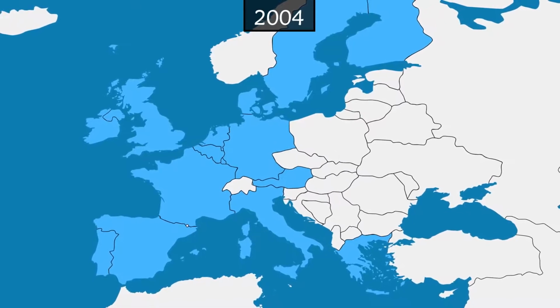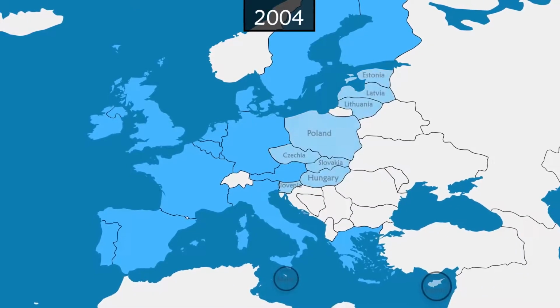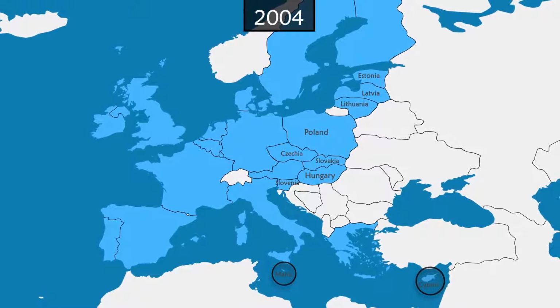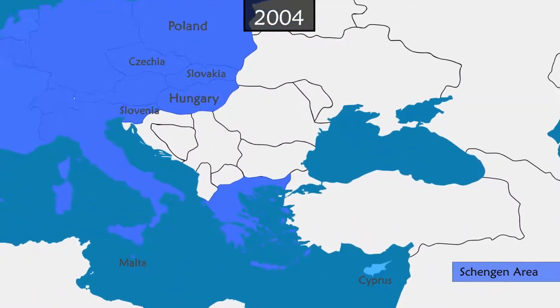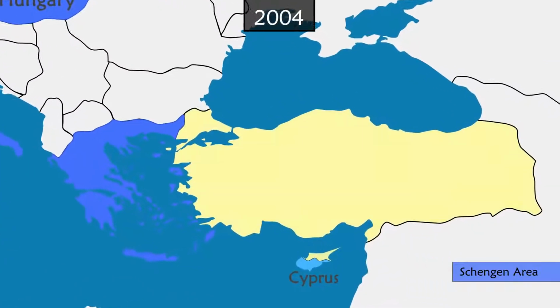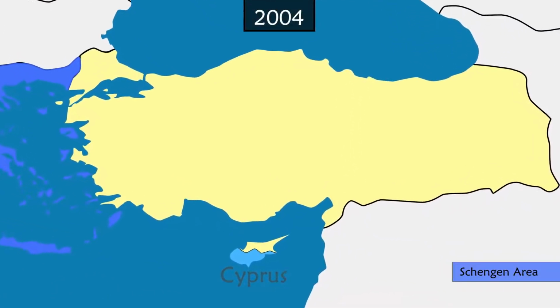On the 1st of May 2004, 10 new countries are included in the European Union. All new members join the Schengen area with the exception of Cyprus, as part of the island is controlled by the Turkish army since 1974.